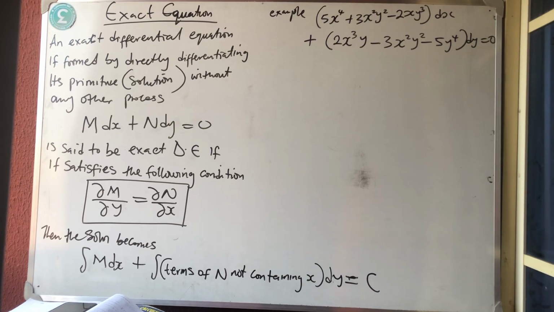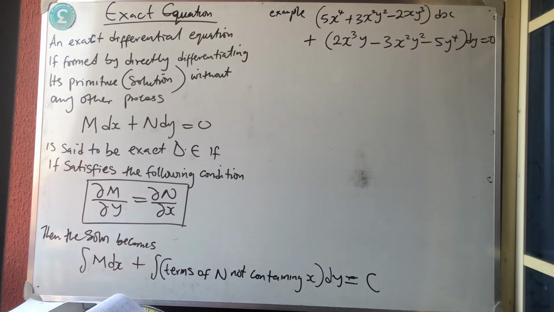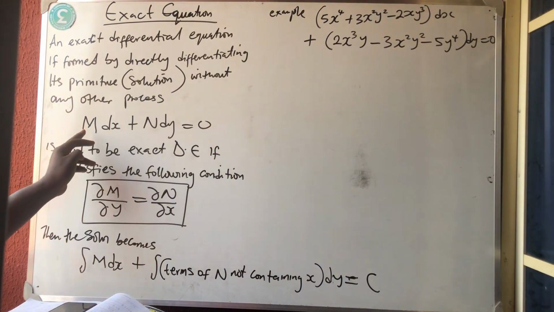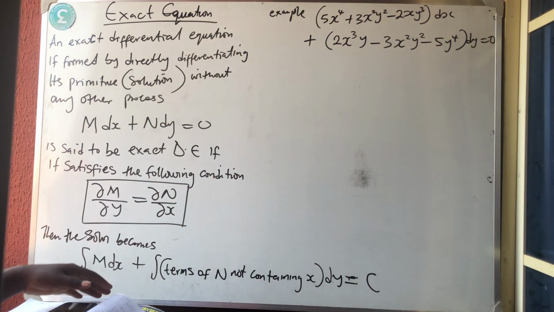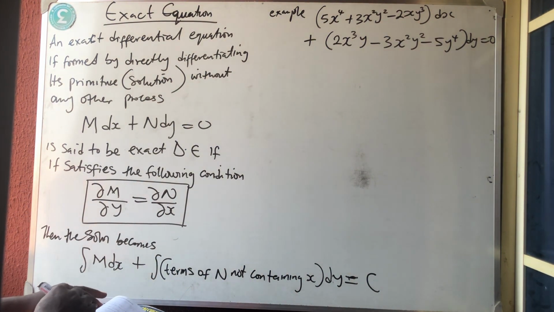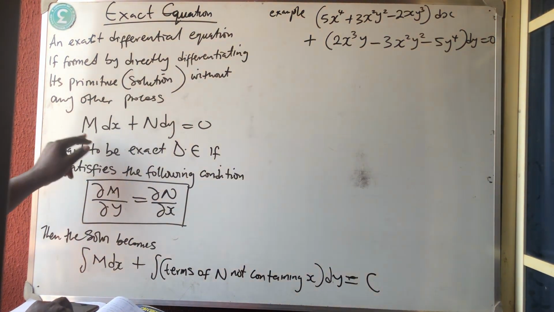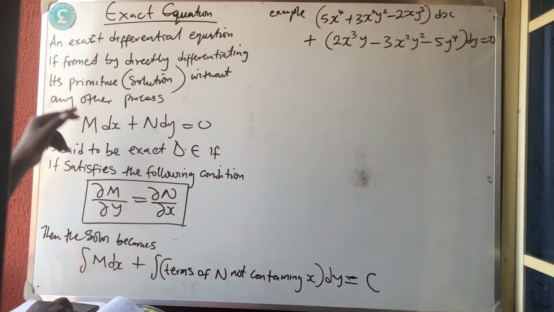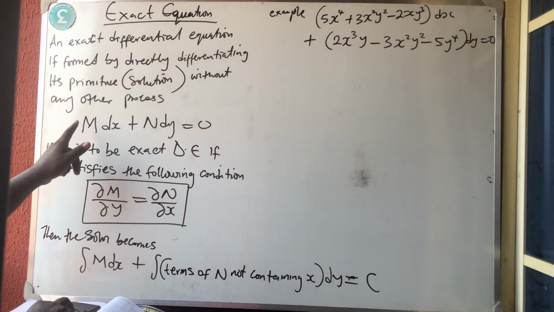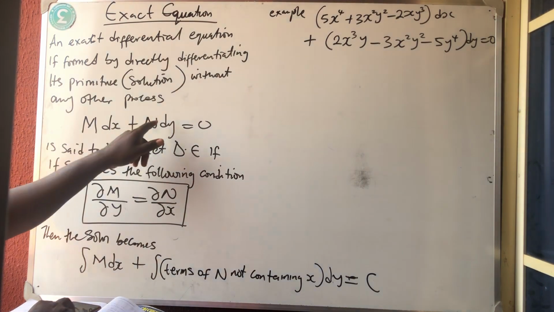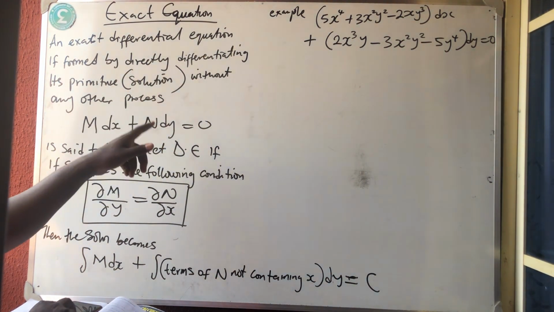All right, so let's talk about exact equations. Now, an equation is always in the form M dx plus N dy is equal to 0. But you don't conclude that it's exact until you check. This one that has the x, you find the partial derivative of it with respect to y. This one that has the y, you find the partial derivative of N with respect to x.